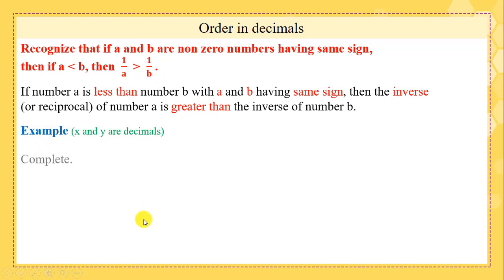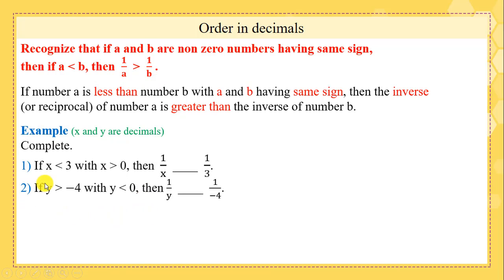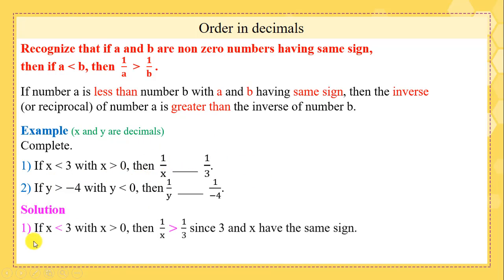For example, complete. If x less than 3 with x greater than 0, then 1 over x greater than 1 over 3. So, x less than 3 and x greater than 0. This means that x is positive and 3 is positive. So x and 3, both terms have the same sign. So due to our rule, the inverse of x will be greater than the inverse of 3.